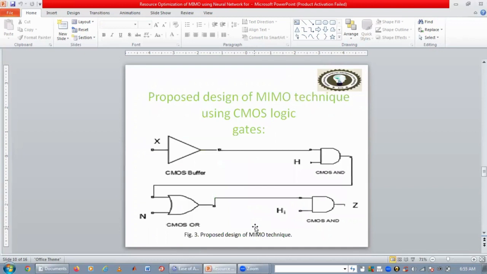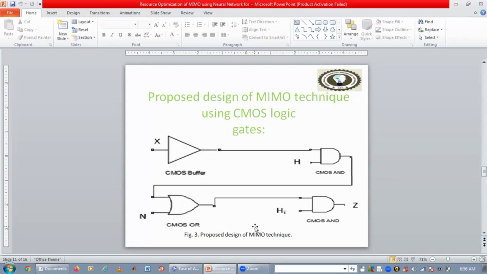Next, I come to the point: proposed design of MIMO techniques using CMOS logic gates. In figures 1A to 1I, we observe that with the increase in the number of antennas, the resources increase. So we have proposed a MIMO technique design using CMOS logic gates: the CMOS buffer, CMOS AND gate, and CMOS OR gate. We have used 3 types of gates, and we have calculated the number of CMOS transistors both using the system generator and using the CMOS logic gates.